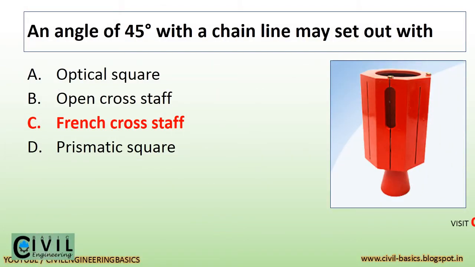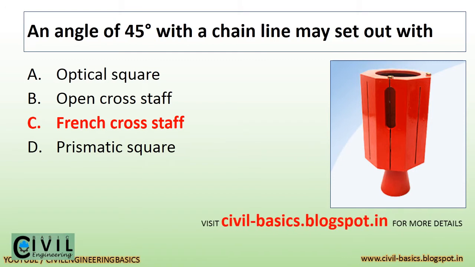An angle of 45 degree with a chain line may be set out with French cross staff.